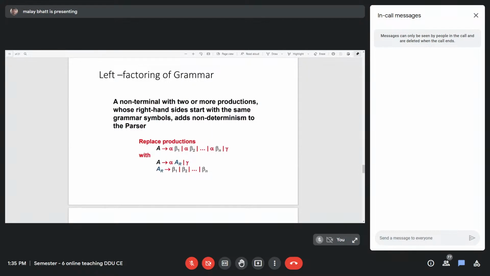Once you derive the substring alpha, it is very easy to identify the right production rule for the remaining derivation. Should we go for AR gives beta 1, or AR gives beta 2, or AR gives beta n? You will not find any difficulty in this. So now let us apply these rules.